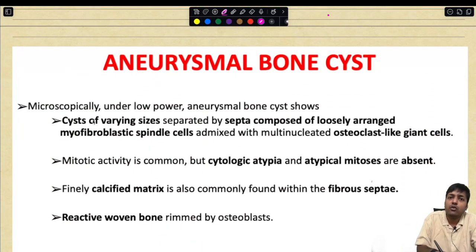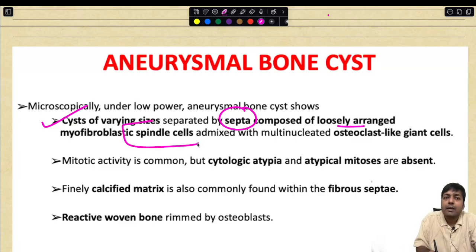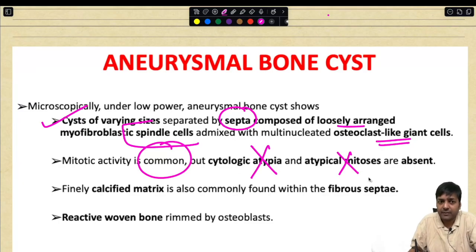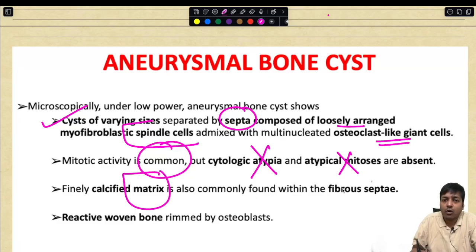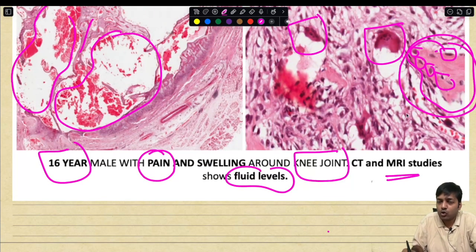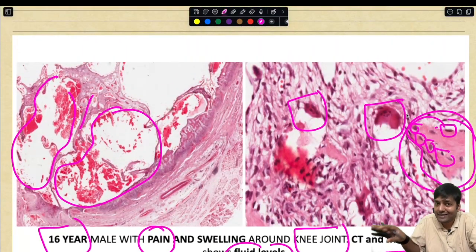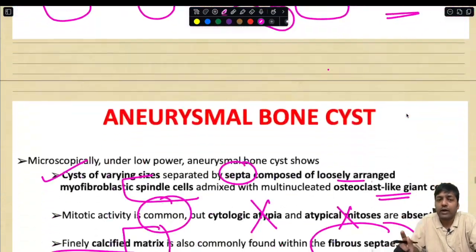So microscopically, you can see cysts of various sizes separated by a fibrous septa composed of loosely arranged myofibroblastic bland spindle cells admixed with multinucleated osteoclast-like giant cells. Mitotic activity is common, but cytological atypia and atypical mitosis are absent. Finally, calcified matrix is also commonly found within the fibrous septa. Reactive woven bone rimmed by osteoblasts can be appreciated, as we have shown over here. So it is a classical case of an aneurysmal bone cyst, because you see so many cystic changes. Okay, remember this point.